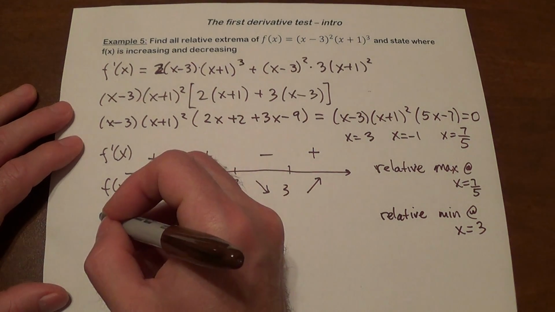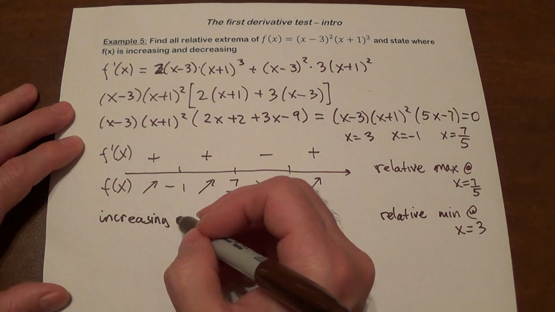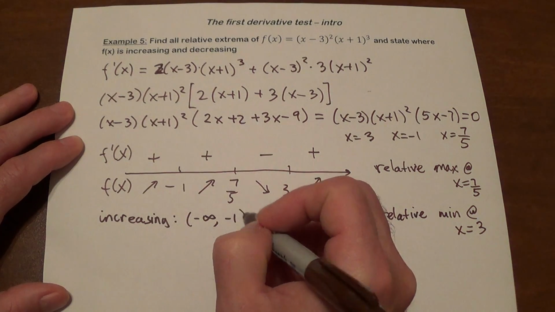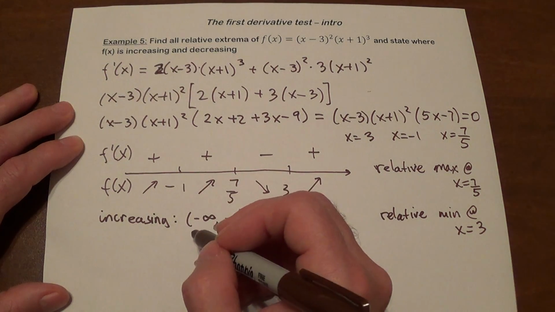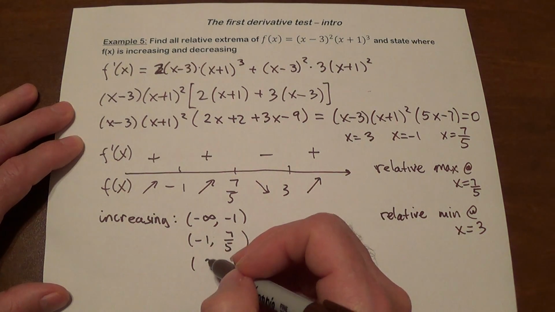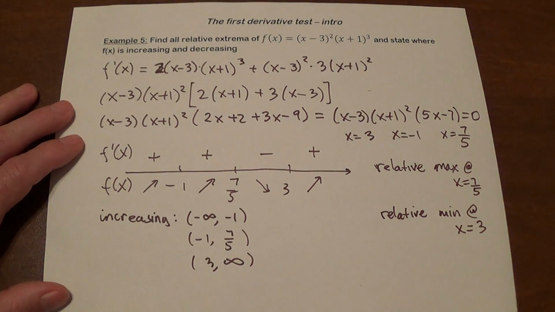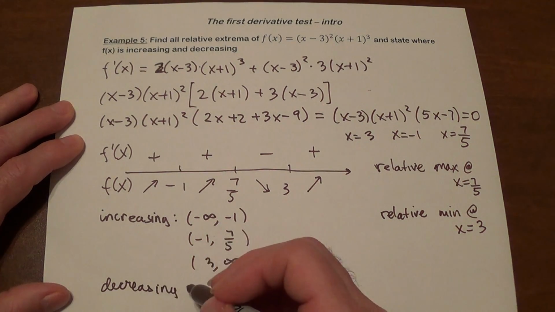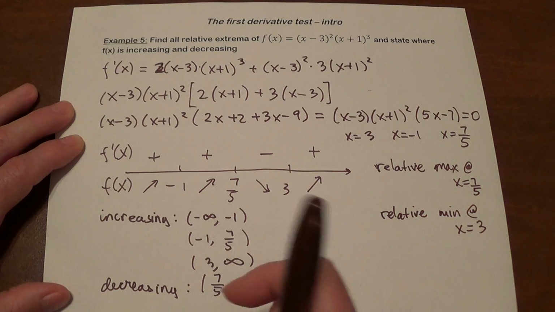Now increasing, decreasing. So the function will be increasing where its derivative is positive. So where does that happen? It happens on -infinity to -1. It also happens on the interval from -1 to 7/5, and it also happens on an interval from 3 to infinity. Where is this function decreasing? Wherever the first derivative is negative. And that's going to happen on an interval from 7/5 to 3.